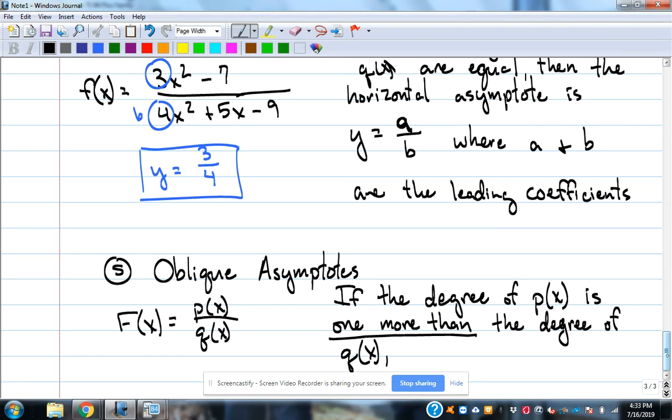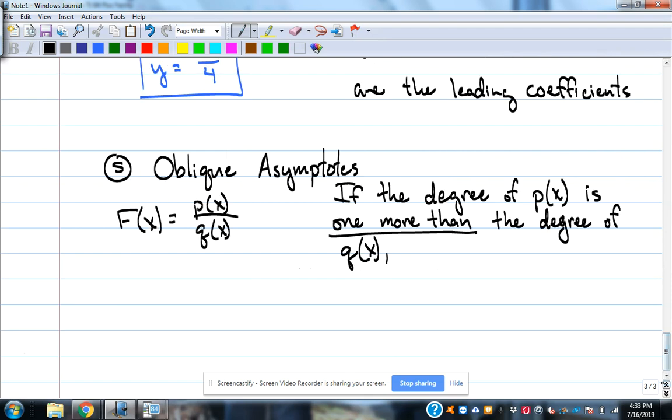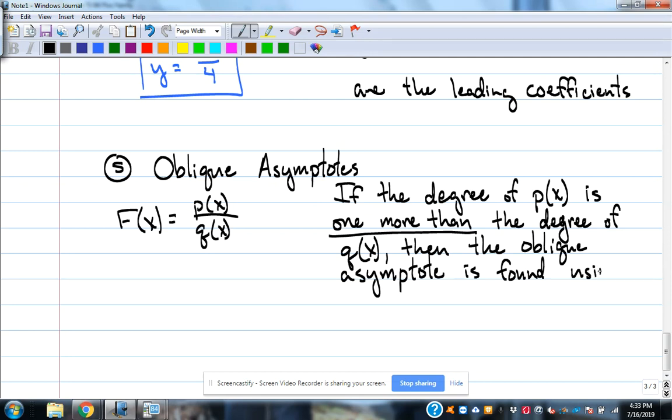If that's what's happening, remember I told you when we did that long division of polynomials, it was going to come back up. This is where it comes back up, okay? So long division of polynomials is what we got to do. Then the oblique asymptote is found using long division. We'll get to an example here in a little bit where we'll actually do all that long division.